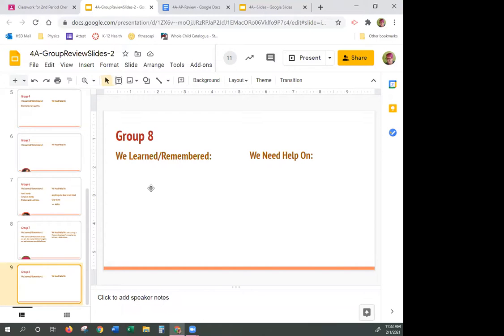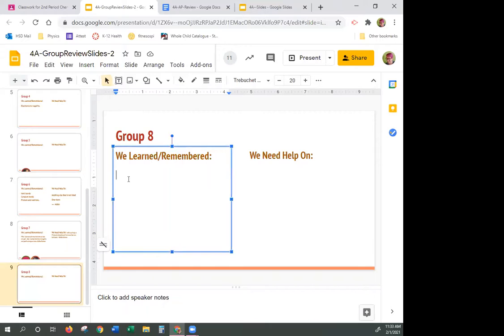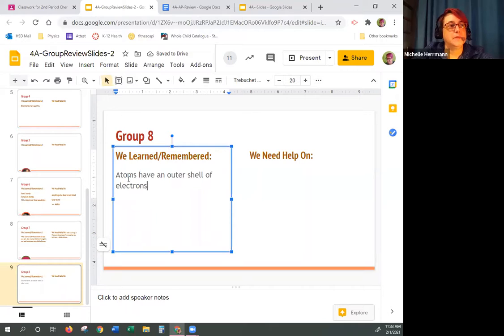I learned that the atoms that have an outer shell that contain 8 electrons are considered chemically stable. Okay, so that's true. Electrons are organized in shells, so that's good. And so when it has 8 electrons, it's stable. Yep, that's an important thing to know. Yes, and so atoms will tend to lose or gain electrons to try to get to that stability. Anything else that we learned or remembered?